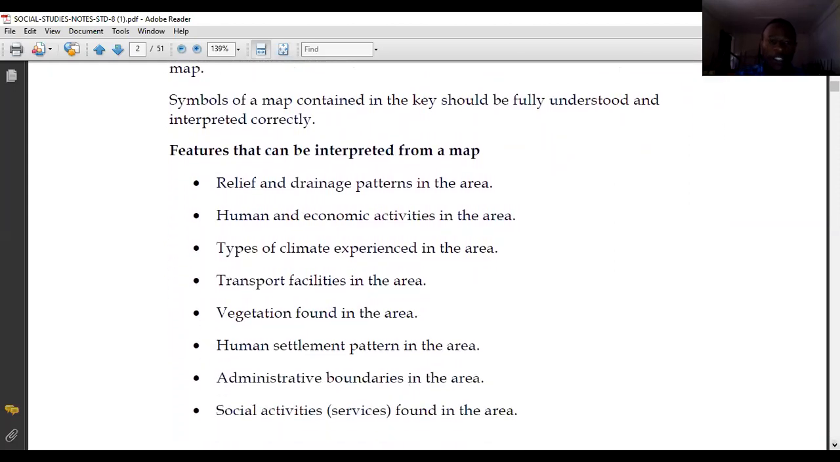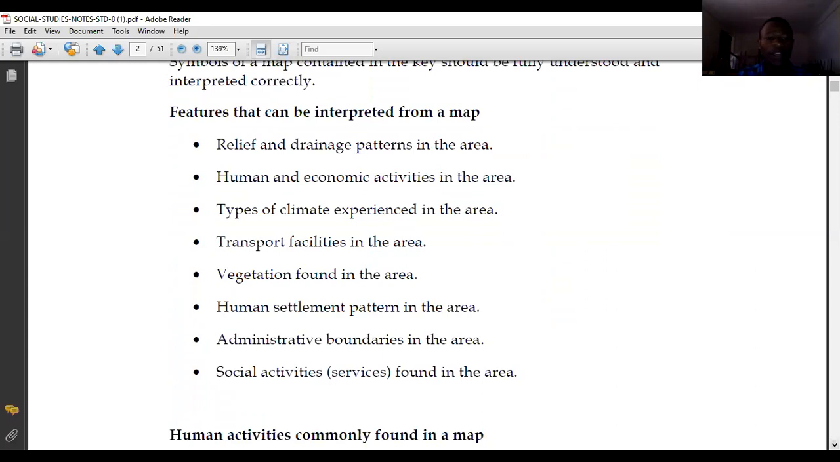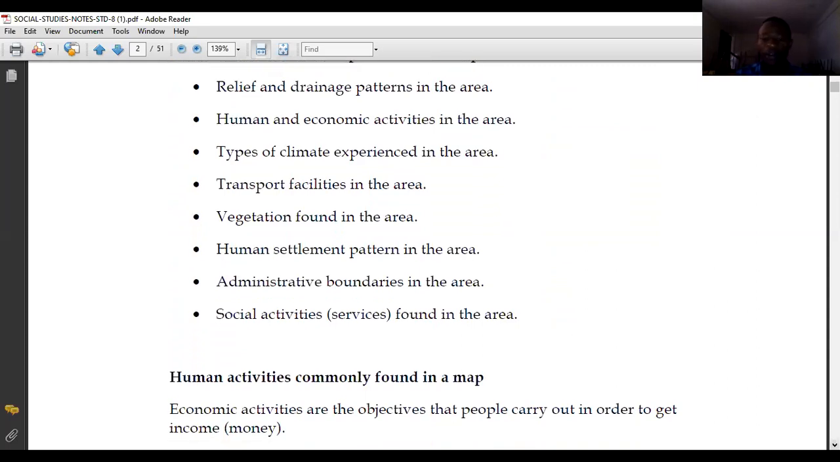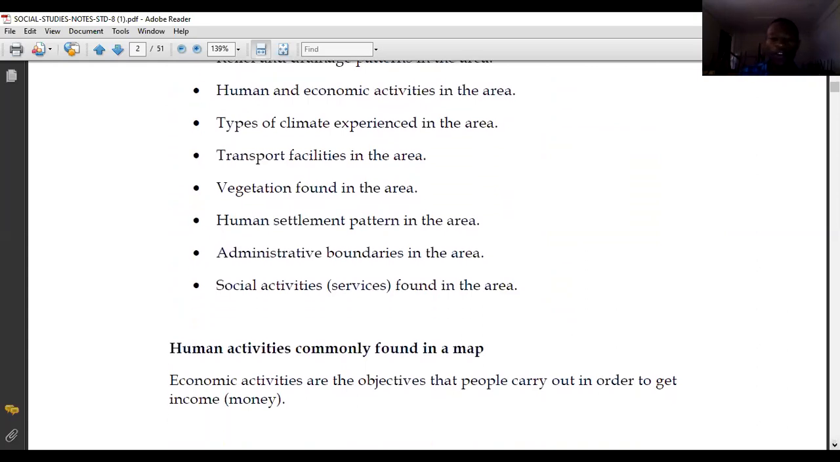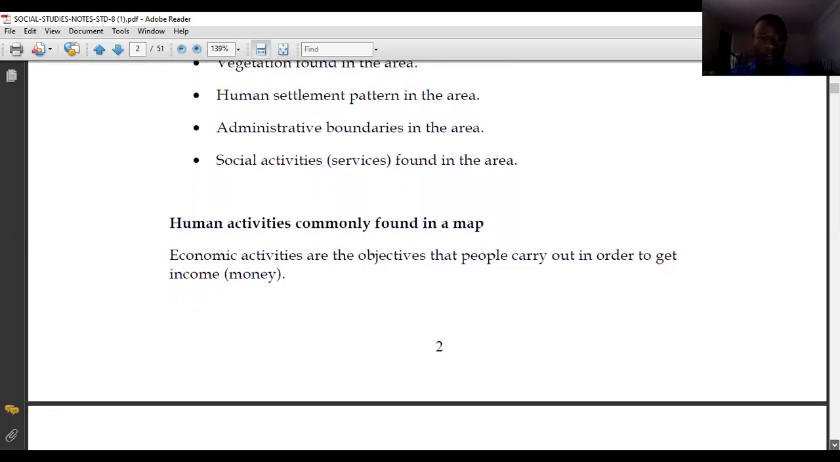So what are some of these features that you can see as far as your scale is concerned? You have relief and drainage patterns, some economic activity, the climate or the crops that are grown, the vegetation, human settlement, administrative boundaries in the area, and also social activities or services found in the area. You can find there is a symbol for a church, maybe you'll find there's a mosque, and then you'll be able to know the social activities of the people in that given area.